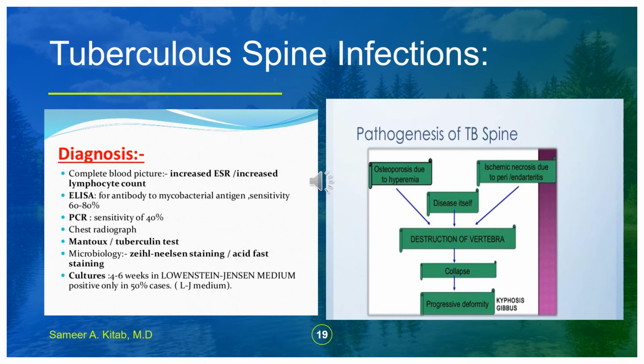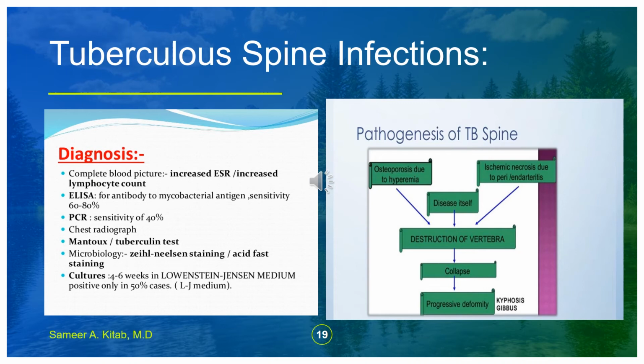Diagnosis involves, as we said, lymphocytosis and increased inflammatory markers. ELISA test for antibodies to mycobacterial antigen has a sensitivity of 60 to 80%. Since TB bacilli are scant and difficult to isolate, the TB gene can be amplified with polymerase chain reaction and has a sensitivity of 40%. A chest X-ray might be helpful. Tuberculin test is not helpful in our country because most of our population is vaccinated in childhood.